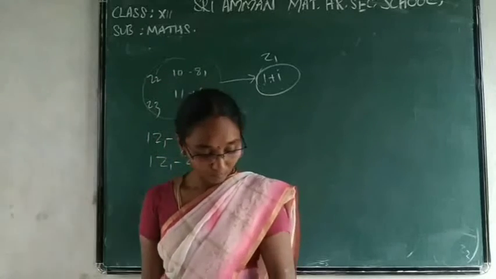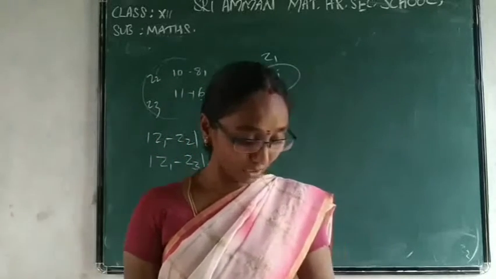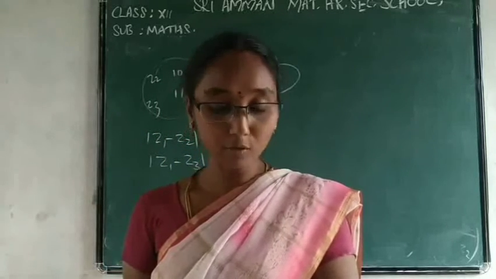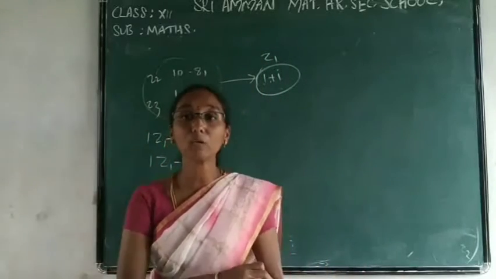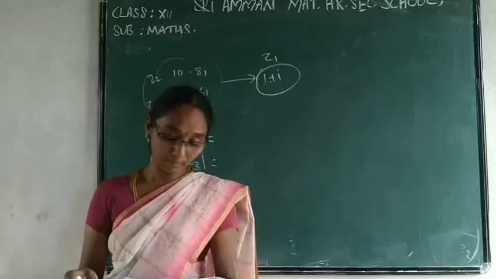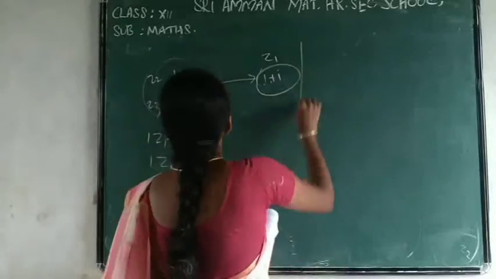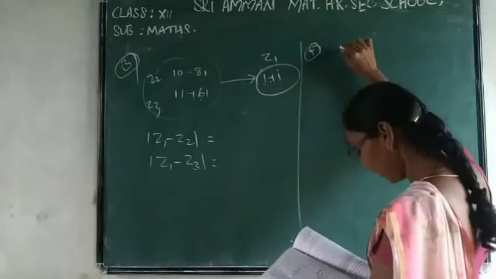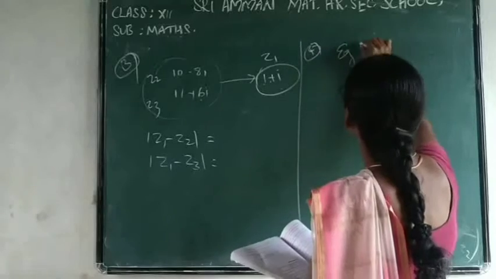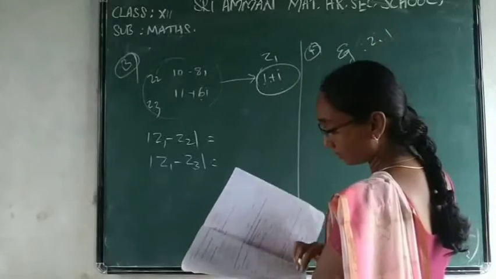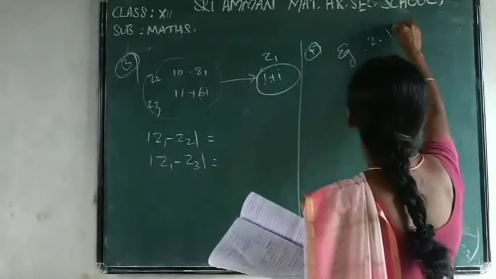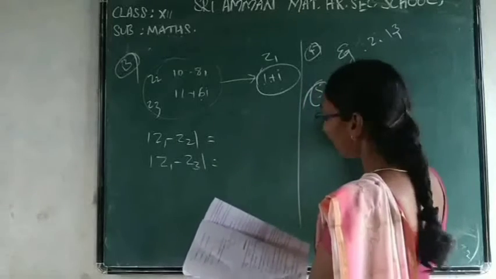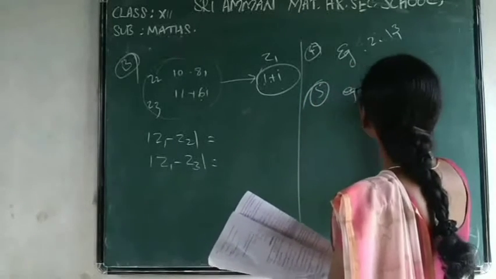Next, if modulus of z equal to 3, show that 7 is less than or equal to modulus of z plus 6 minus 8i, which is less than or equal to 13. So this question looks like this. This is example 2.13, the third question. And then the fourth question, using example 2.13, in the same way. And then for the fifth question also you consider example 2.13.